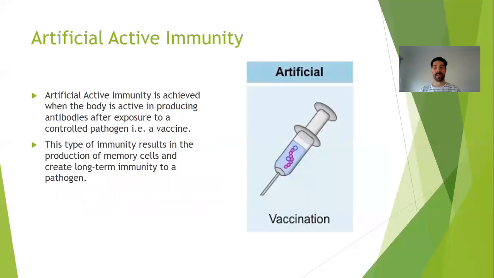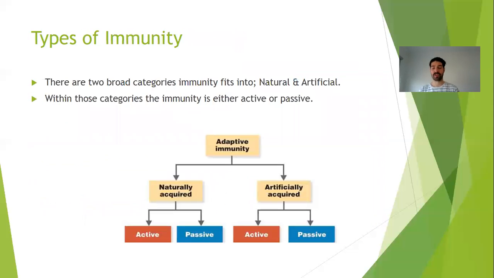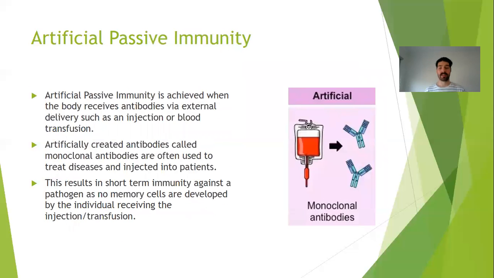And the last one, again, looking at our diagram, artificial passive, is achieved when our body receives antibodies through an injection or blood transfusion. So there are these antibodies called monoclonal antibodies. We're going to learn about them in a couple of lessons, but they're actually like artificial antibodies that are injected into patients to help treat a wide range of disorders and diseases. Again, it results in short-term memory though.